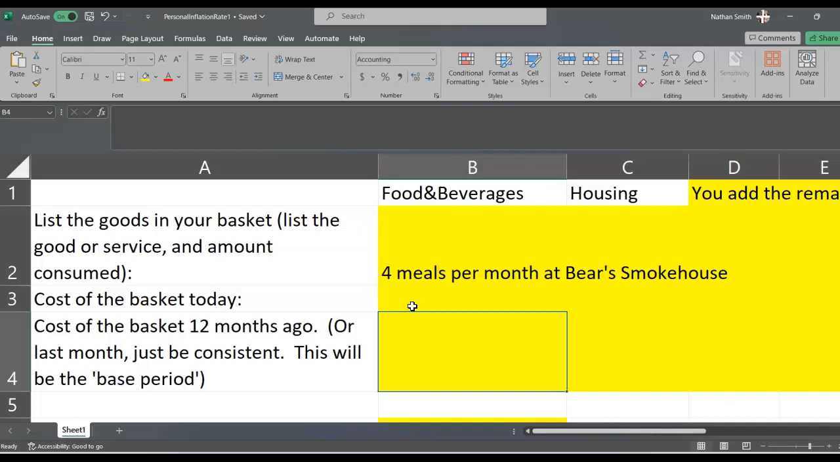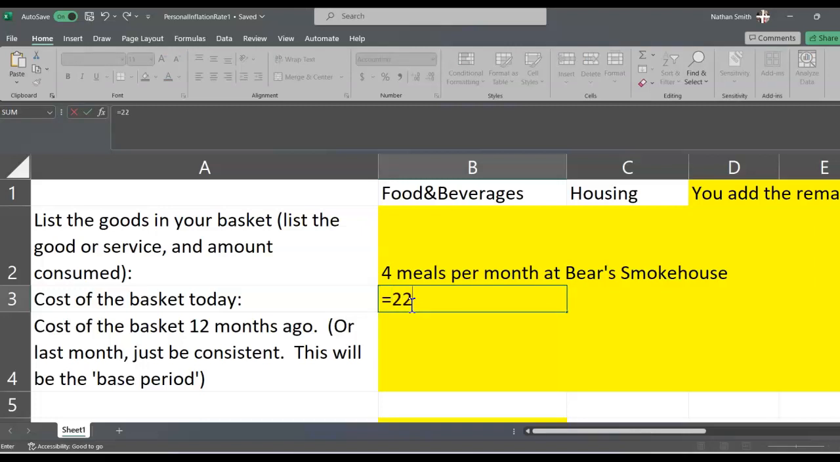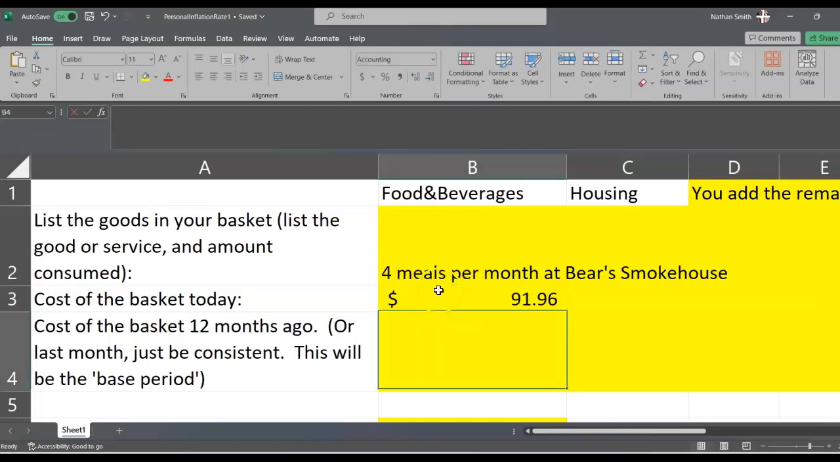And if you do the month over month version, your numbers might not be different enough to make any meaning in the final answer. So let's suppose on average I buy the 3 meat special. That costs me, let's say, about $22.99 each. I think that's what it is. And I'm going to multiply by 4. So that would be a monthly spend at Bear's.